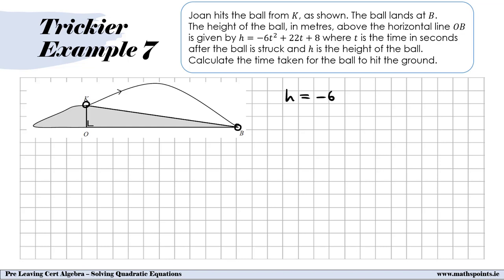h equals minus 6t squared plus 22t plus 8. And we're told that this formula stands for the height above the line OB at a particular time. Now, if we want to find the time taken to land, we're looking for the time when the height above the line OB was 0. And so we're going to sub 0 into this formula. In other words, letting the quadratic expression minus 6t squared plus 22t plus 8 equal a height of 0, and we're going to solve for t, the time at which that occurred.